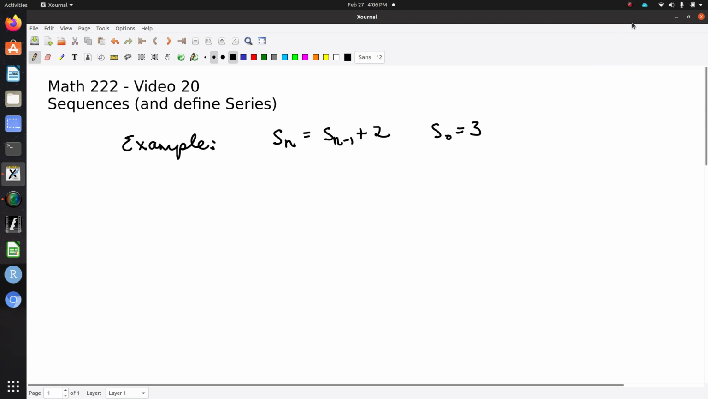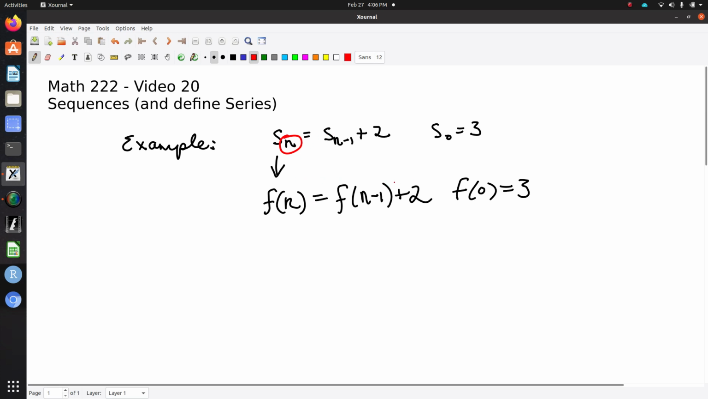Okay, so all the notation is just to get you thinking about how to construct these. You can look at S sub n and think of it as like f of n. You can write it this way: f of n is f of n minus 1 plus 2, and f at 0 is 3. So it's really equivalent notation to functional notation, but we're using this subscript as the argument of the function. So that's all that's going on.